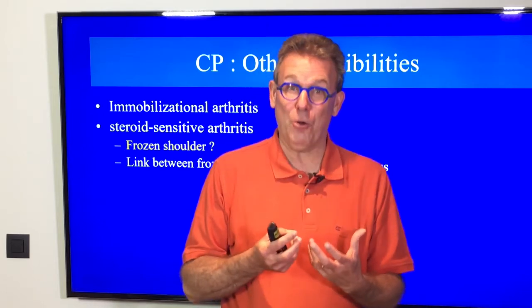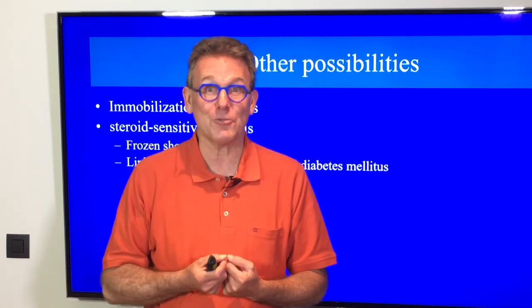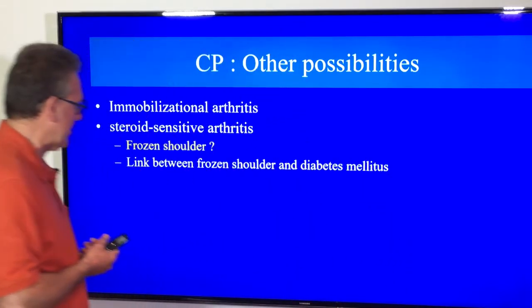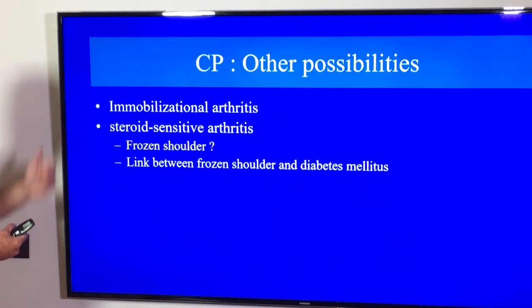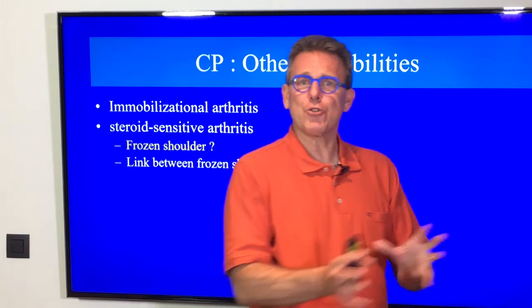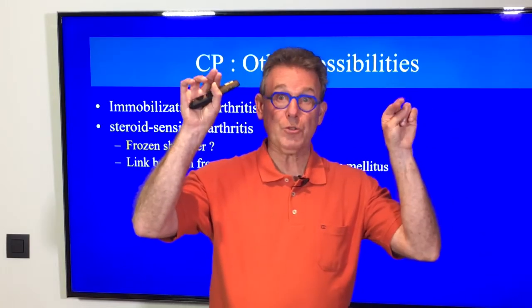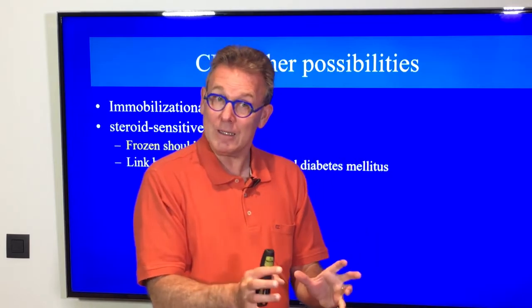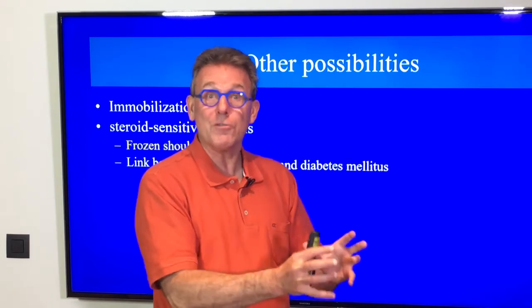This could also be a complication after shoulder surgery. So that's not always that easy. Another type of arthritis is the more steroid-sensitive arthritis. And what's the difference between a traumatic arthritis and the so-called steroid-sensitive arthritis? Well, in the traumatic arthritis, you have a story. There is a trauma, there is an overuse.